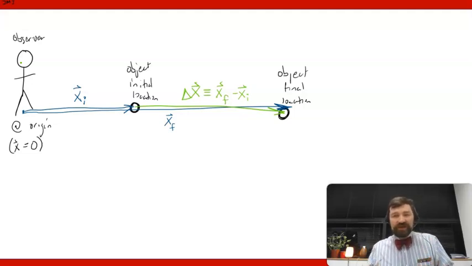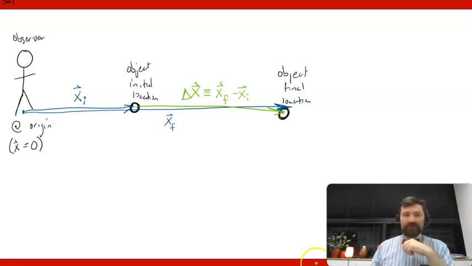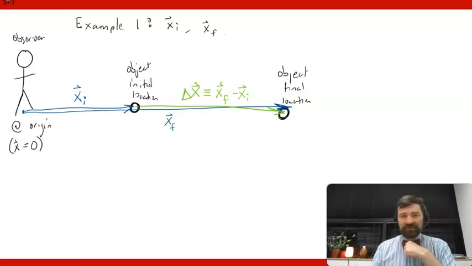Now, a quick aside about this vector notation. It's possible, even in one dimension, for things to have a positive or negative direction to them. So this is conceptual example 1. I'll call this example 1. And in this example, essentially all positions, x initial, x final, and the displacement delta x are all positive.